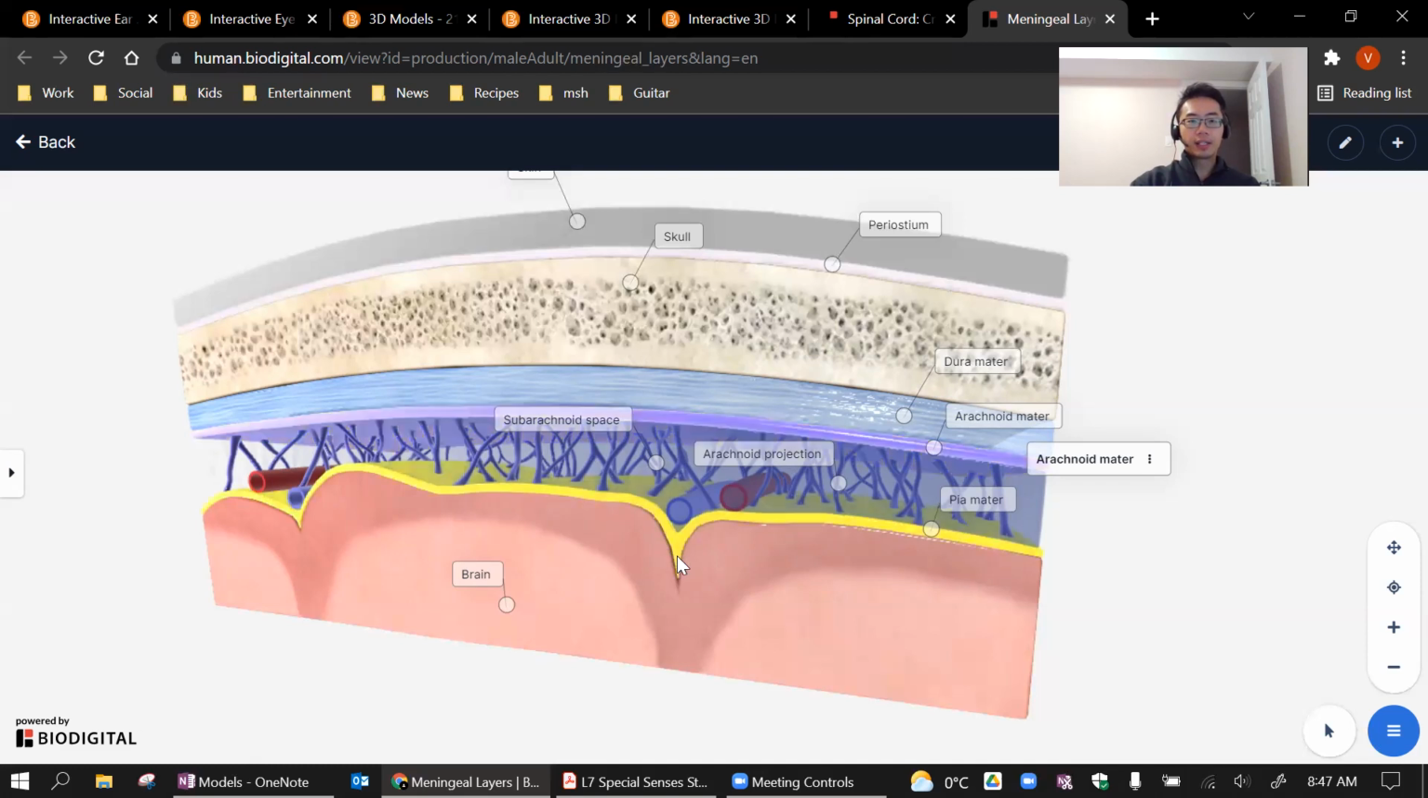And then finally, there is the pia mater. It will follow the grooves and the bumps of the brain, and it is pretty much completely stuck to the surface of the brain as well as the spinal cord.